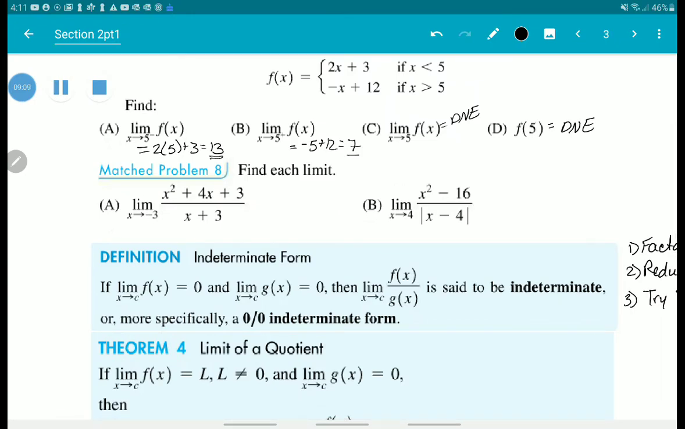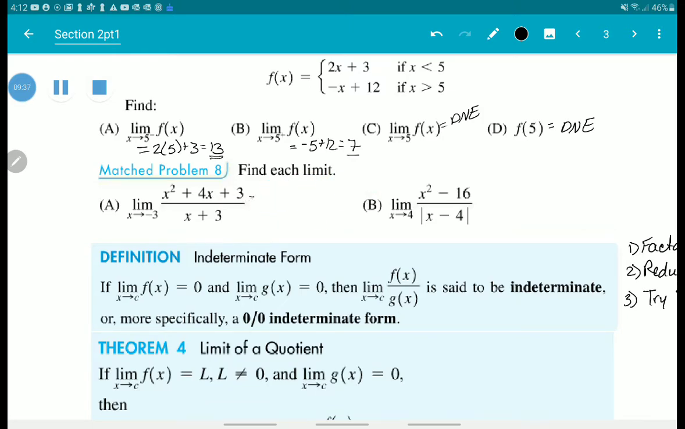So let's look at matched problem 8. If we were to look at this, we take the limit as x approaches -3. So notice if we were to plug in a -3 right now, we would have -3 squared plus 4 times -3 plus 3 over -3 plus 3. And we're going to end up with 0 over 0. That is a key to let you know that you need to try to factor and reduce.